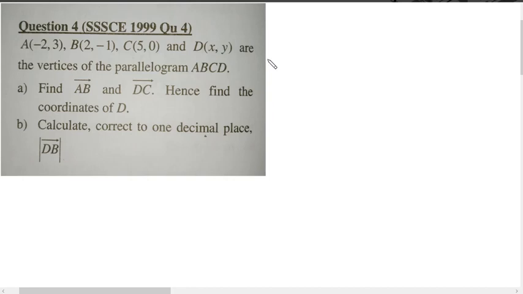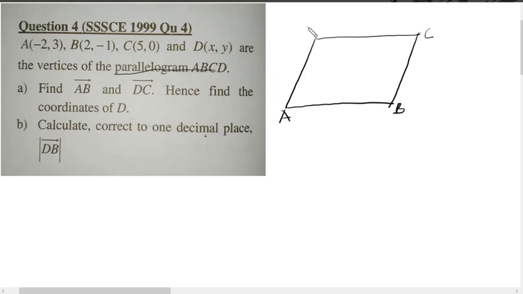So these are the points that we have, and they are points of a parallelogram. Now, a parallelogram is a four-sided figure, and it has its opposite sides parallel and equal. So there is the shape of a parallelogram, and we have A, B, C, and D. The lines AB and DC are parallel.